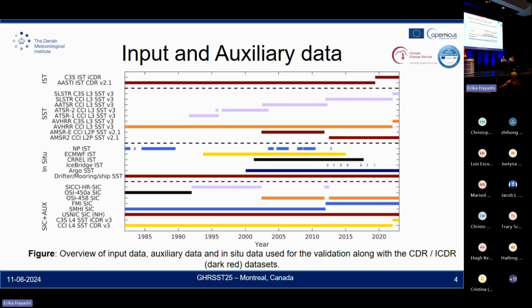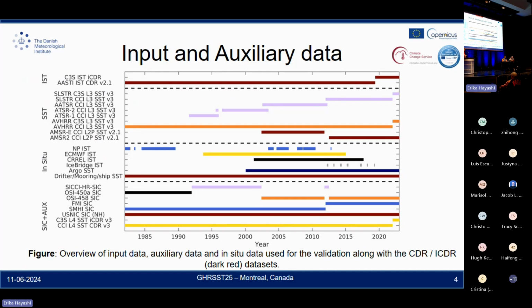Briefly talking about the input and the auxiliary data, just for you to get an idea of what this is about. It's quite a populated figure, sorry about that, but essentially we have ice surface temperatures coming from the ASTI, the AVHRR-based CDR, produced by a combined effort from Met Norway and DMI, and also now part of C3S as the extension. We also have all the ESA CCI version 3 input data. So we are looking at AVHRR, ATSRs, and also SLSTR.